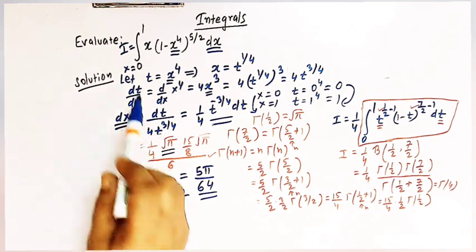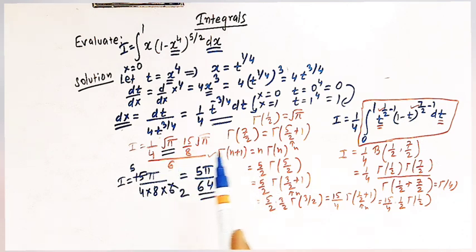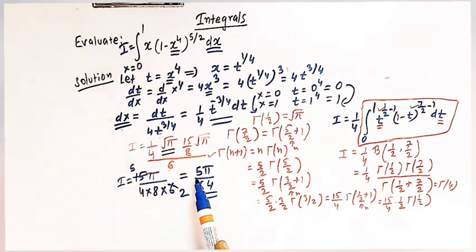So viewers, the value of this integral I can be obtained by making use of the concept of beta and gamma functions, and the value of this integral is 5 pi divided by 64.